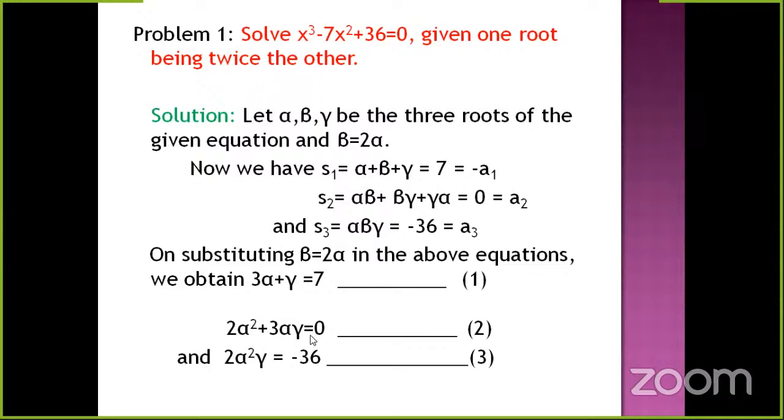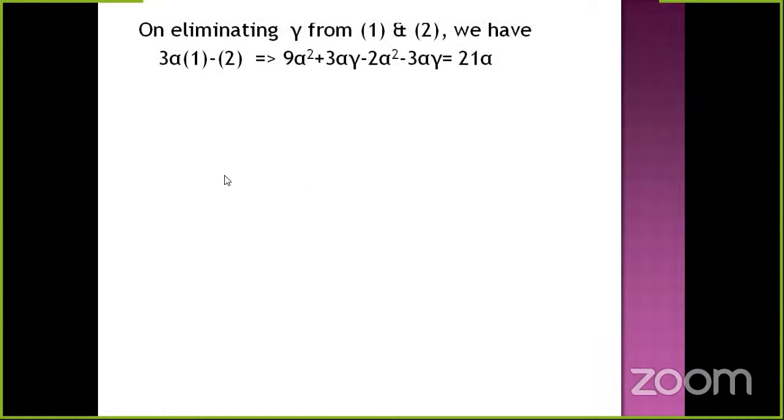By solving equations 1 and 2, I will get the value of alpha. To get the value of alpha, I should remove the gamma term. For that, I am multiplying the first equation with 3 alpha and subtracting the second equation. So on eliminating gamma from 1 and 2, we get 3 alpha into 1 minus 2.